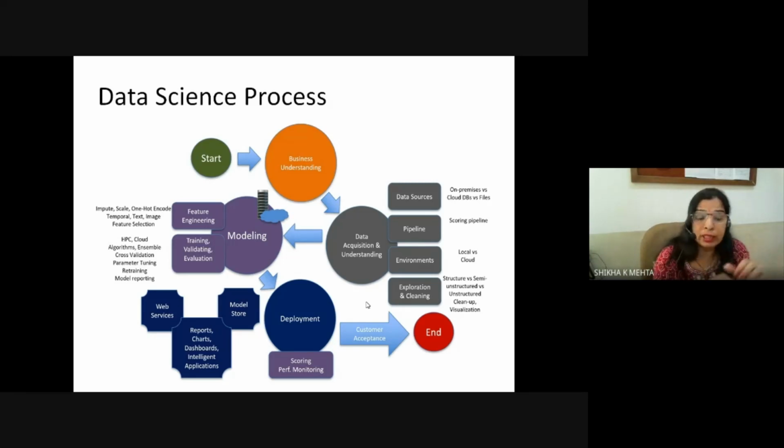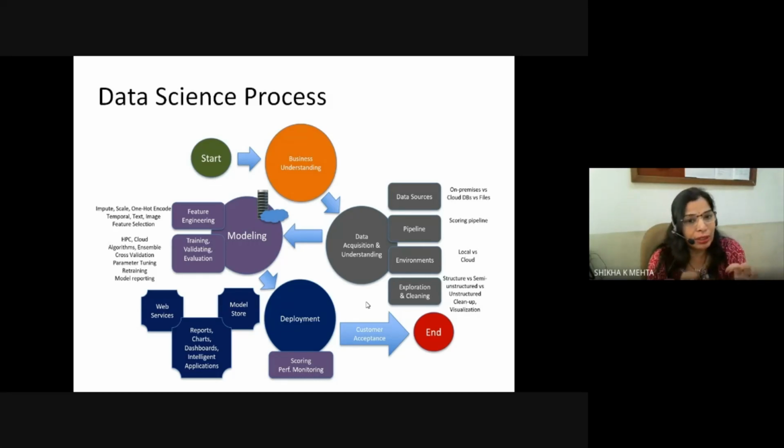Then next comes the modeling: how to model the data, how to develop the predictive models. We have seen we can do prescriptive modeling, predictive modeling, descriptive modeling, right? So different kinds of analytics are there. Depending upon the requirement, we have to see what kind of model we want to develop. Then how to develop this particular model.